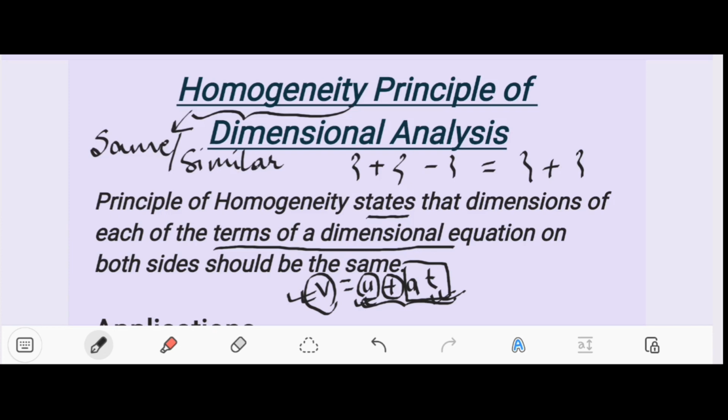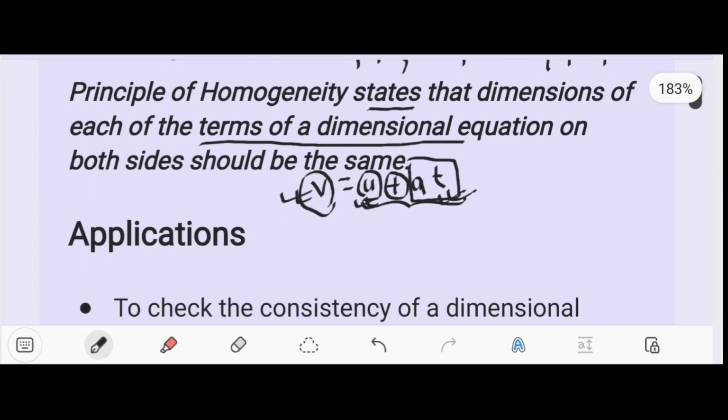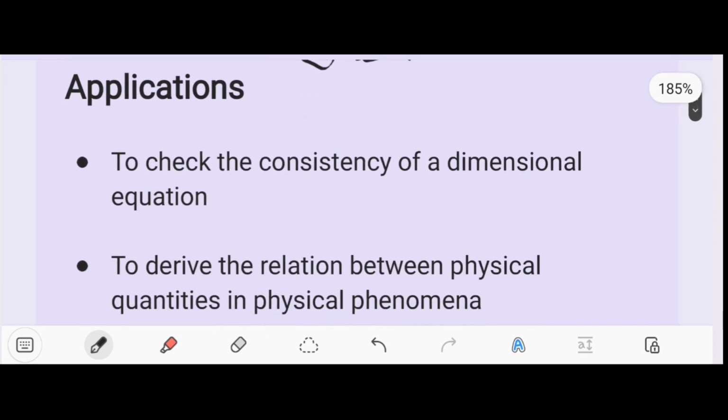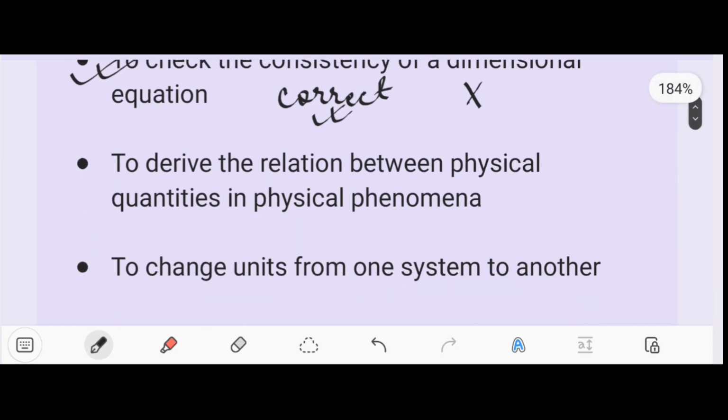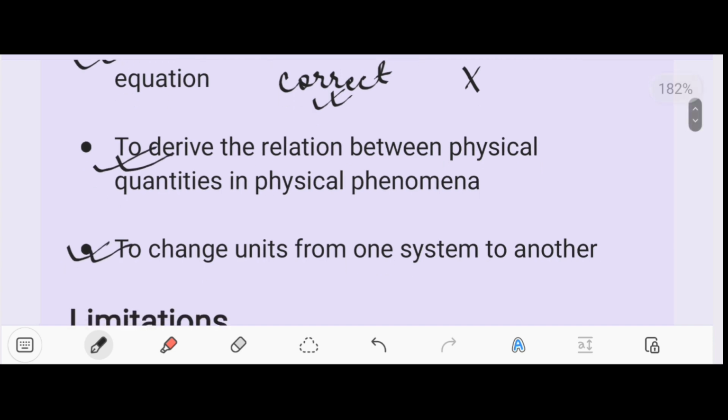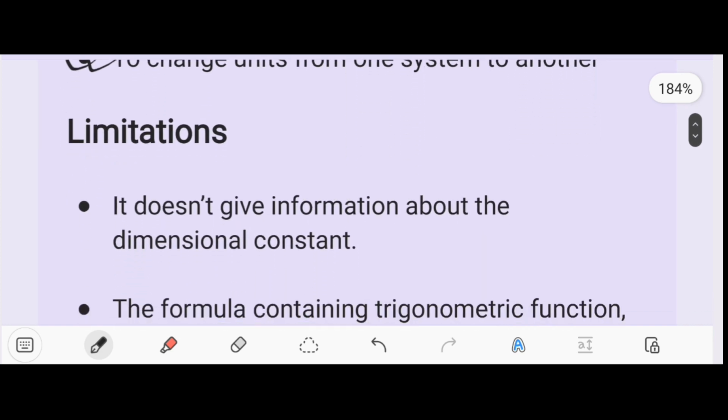Now let's move to the applications of the homogeneity principle. It is used to check the consistency of a given equation, whether the equation is correct or not. If it follows the principle of homogeneity, then the equation is correct, otherwise it is not. It is also used to derive the relation between physical quantities and physical phenomena. Next, to change units from one system to another, we use this analysis, but there are some limitations as well.